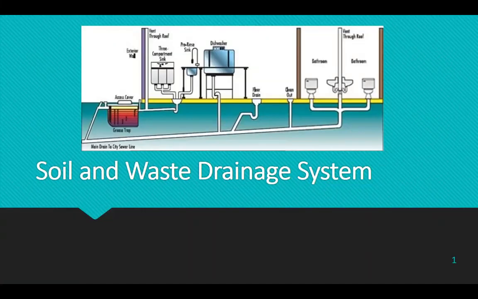Soil and waste drainage system. This is now our topic. So ito yung soil and waste. Ito yung water closet, lavatory, floor drain, at ito yung mga sink, sa equipment. So papunta dito sa main or septic tank. So itong isa is grease trap galing sa kitchen sink.